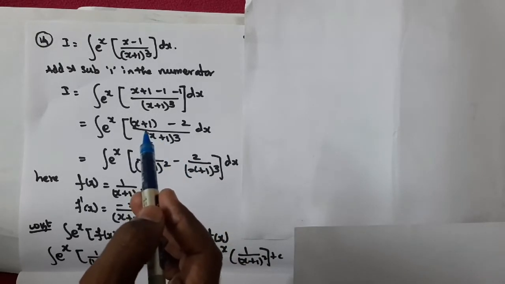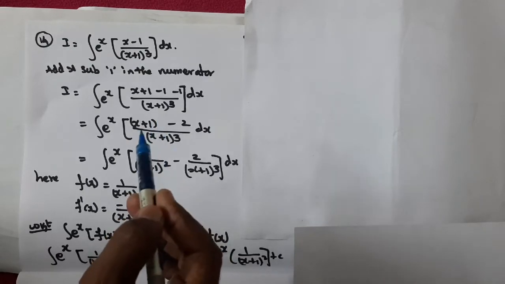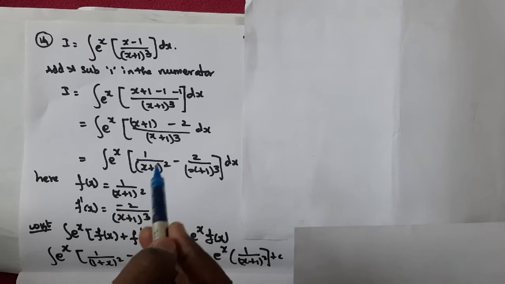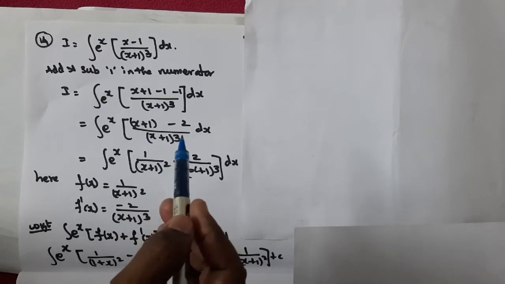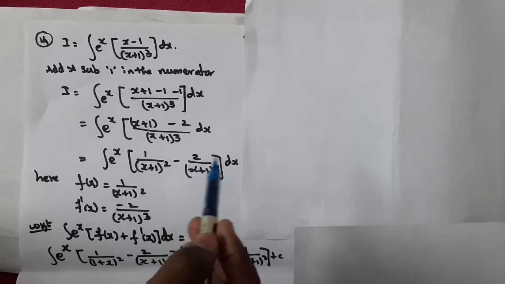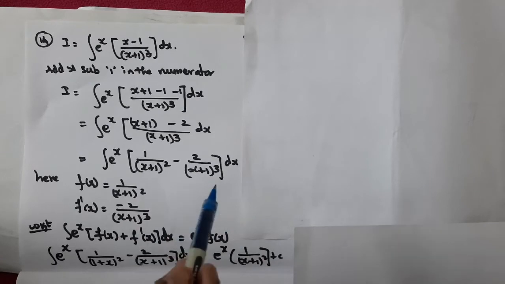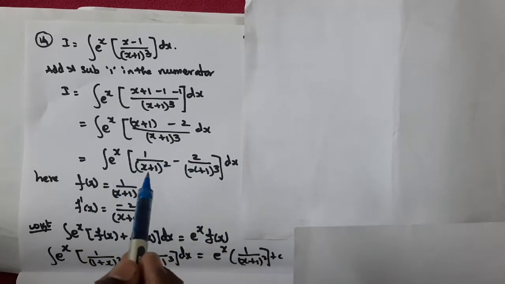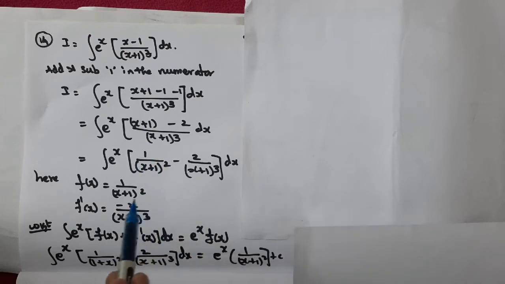Now with this x plus 1 the whole cube, if I divide by x plus 1, I will have 1, x plus 1 and x plus 1 cancel. So 1 by x plus 1 the whole square. Then with this x plus 1 the whole cube, if I divide this, I would get minus 2 by x plus 1 the whole cube into dx. Right. Now take this. Does it look like f of x plus f dash of x?